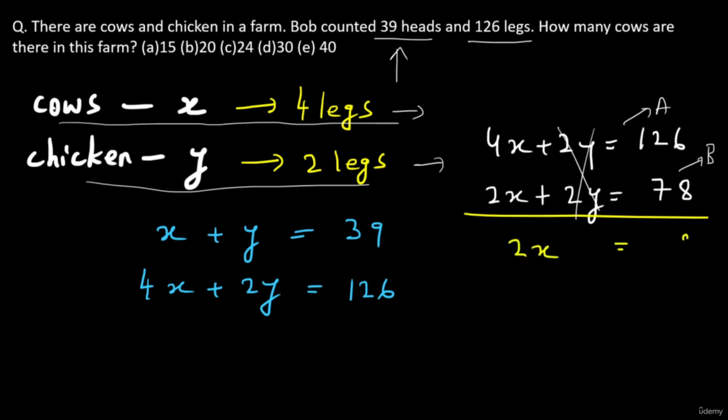So 2X is equal to 126 minus 78, which is 48. Therefore, let's take this 2 to the right hand side by dividing 48 by 2. X is equal to 48 by 2, which is equal to 24. And that is the number of cows because we have taken the number of cows as X, which is answer option C.